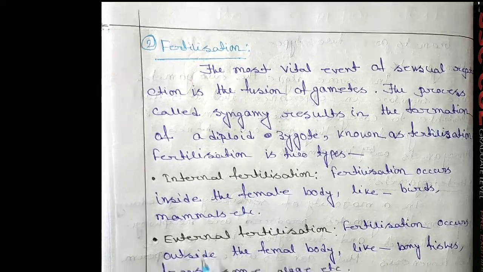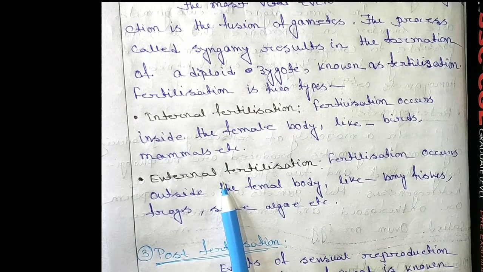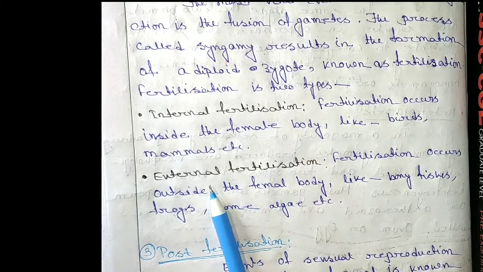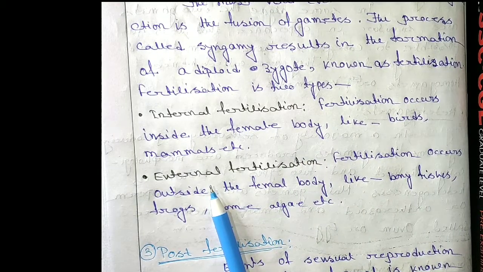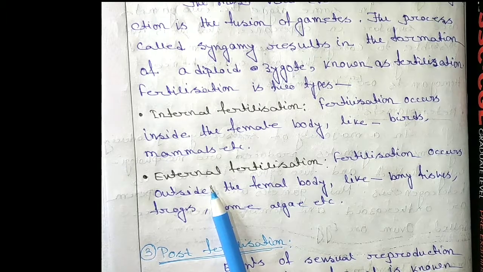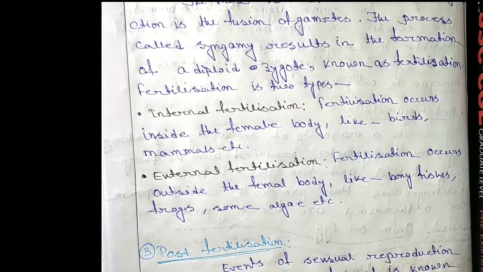Fertilization is of two types, internal fertilization and external fertilization. Internal fertilization occurs inside the female body. That means in internal fertilization, the ovum is produced inside the female body and the sperm enters the female body and fuses to fertilize. Examples of internal fertilization are birds, mammals, etc.